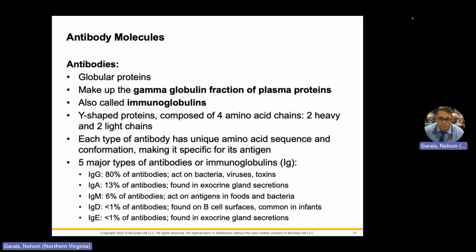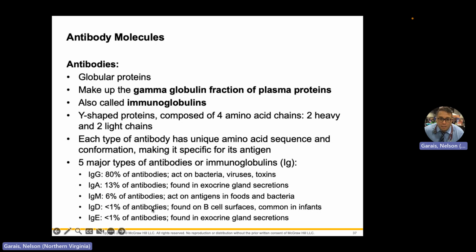And you must know the five major types. IgG is the most common, and they act on everybody: bacteria, viruses, toxins. IgA, also known as secretory IgA, is found in tears and in your sweat glands. That's why they're called secretory IgA. They're found in exocrine gland secretions, specifically saliva, with tears being number one, number two. IgM, think McDonald's. It's the stuff that's found in food and bacteria. That's how I remember it. IgD, common in infants.